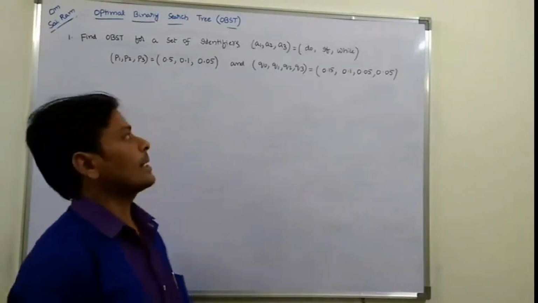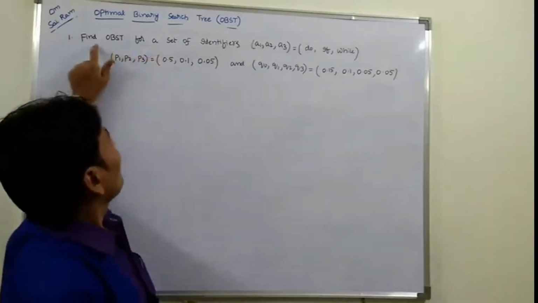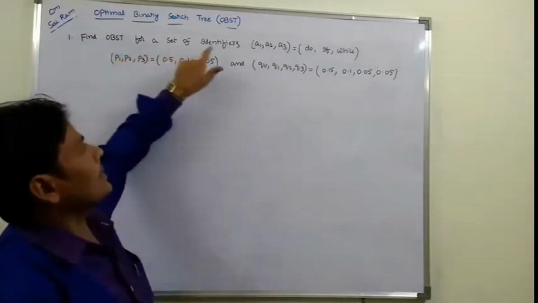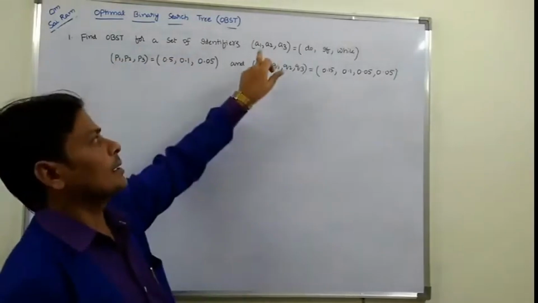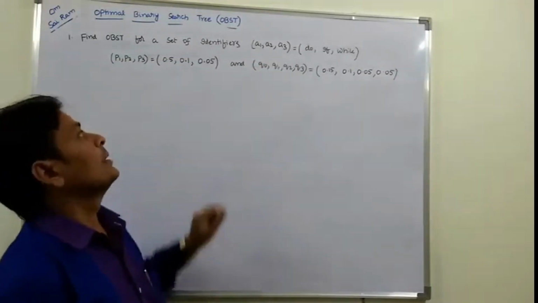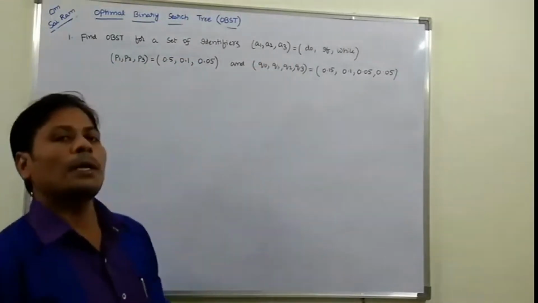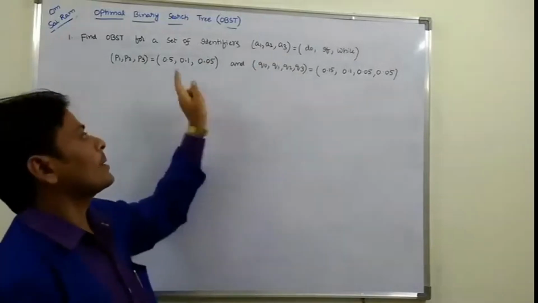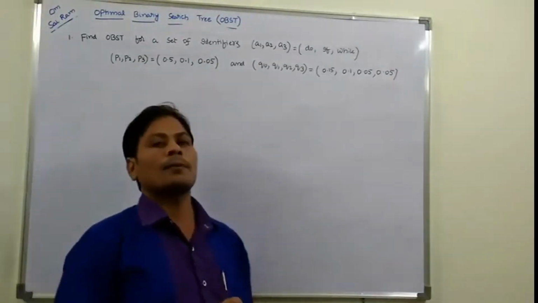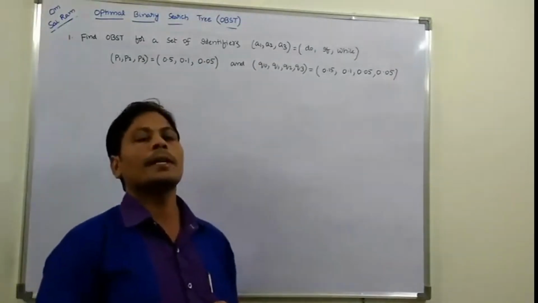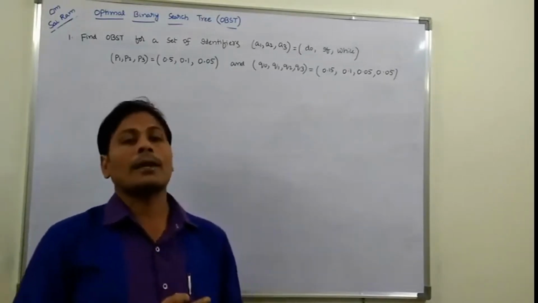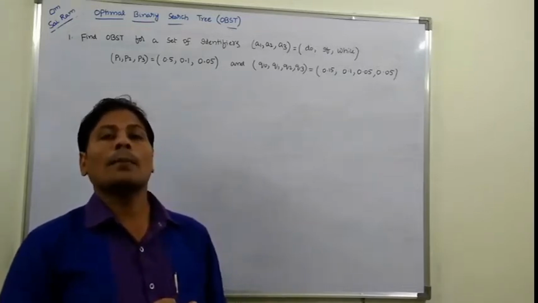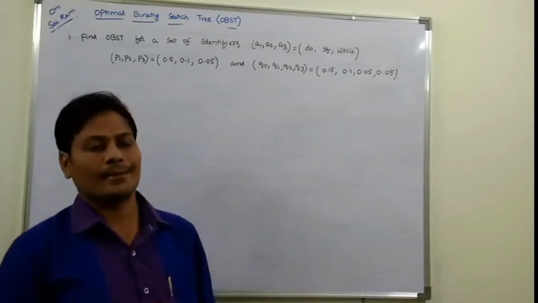In this example problem, find the OBST for a set of identifiers. There are three identifiers, A1, A2, A3. These are the successful probabilities of the three identifiers, and these are the unsuccessful probabilities of these three identifiers. First, we have to construct the possible binary search trees.